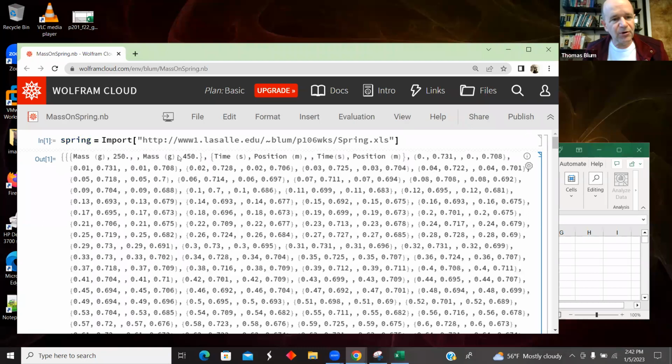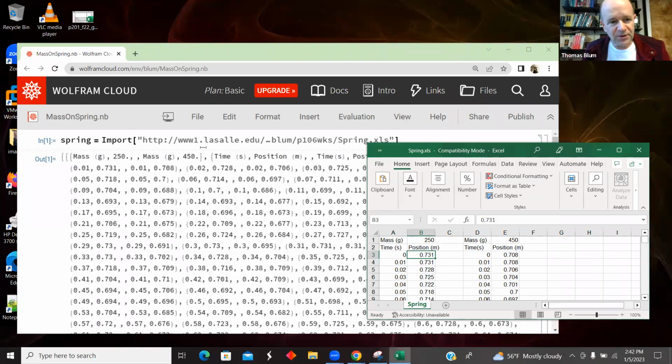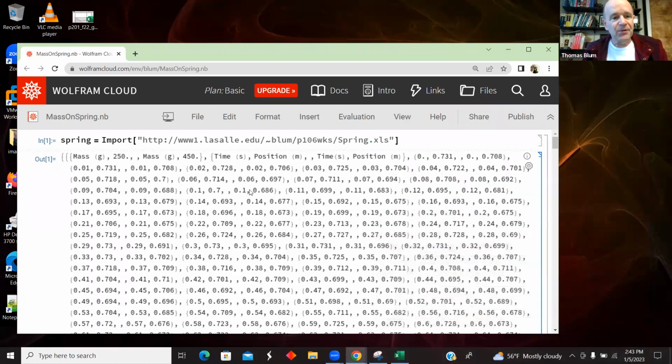So here's the data brought over, and that same Excel spreadsheet that I showed you is at this URL. Here is that first row. It's labels: there was a mass of 250, and then there's an empty column, and then there was a mass of 450. Then the columns are time and position, and then there's an empty column, and then another time column and another position column. So this is all the data that comes in.